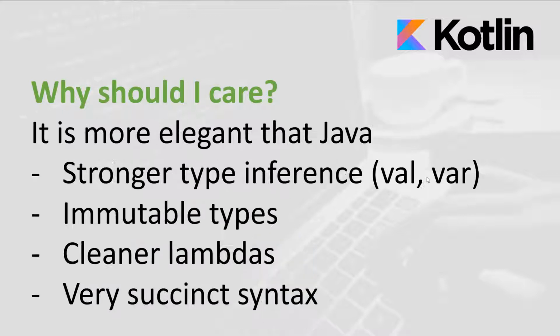Last but not least, Kotlin is very modern. So I think it's more elegant than Java because we have type inference. So we have the val and var keywords, we have immutable types, we have cleaner lambdas, and we have a very brief syntax that tries to eliminate a lot of boilerplate code.